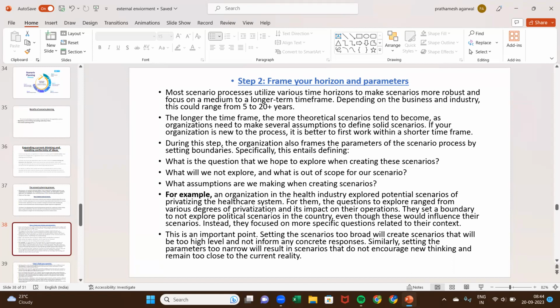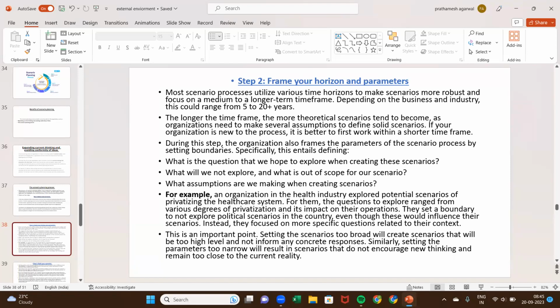They set a boundary to not explore political scenarios. So it's decided: we will see everything, we will see the various parameters of the external environment, but we will not go into the political scenarios. Even though political scenarios play a very important role, right? A political scenario would have an impact on the organization. But tentatively, they decided they will look into all parameters, but they will not look into the political scenarios. Instead, they focused more on specific questions related to their context, right? Whatever other parameters, they focused more on that.